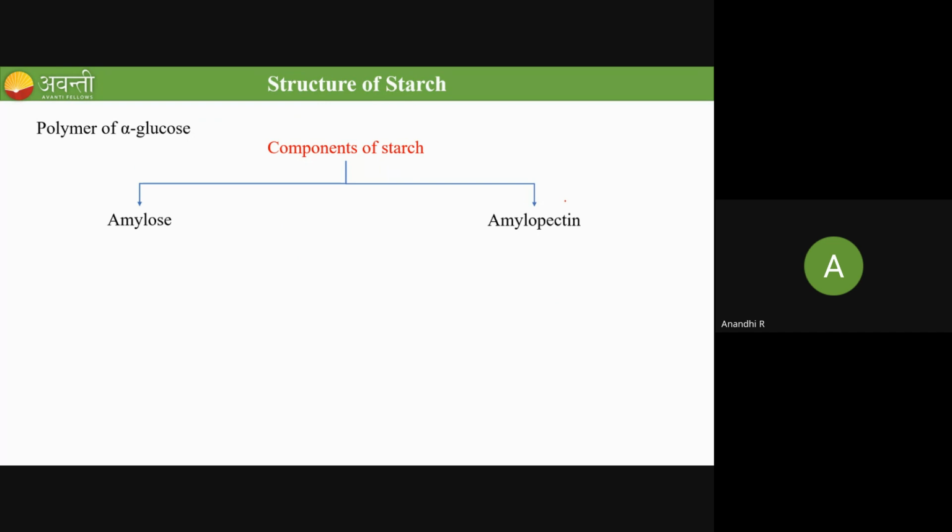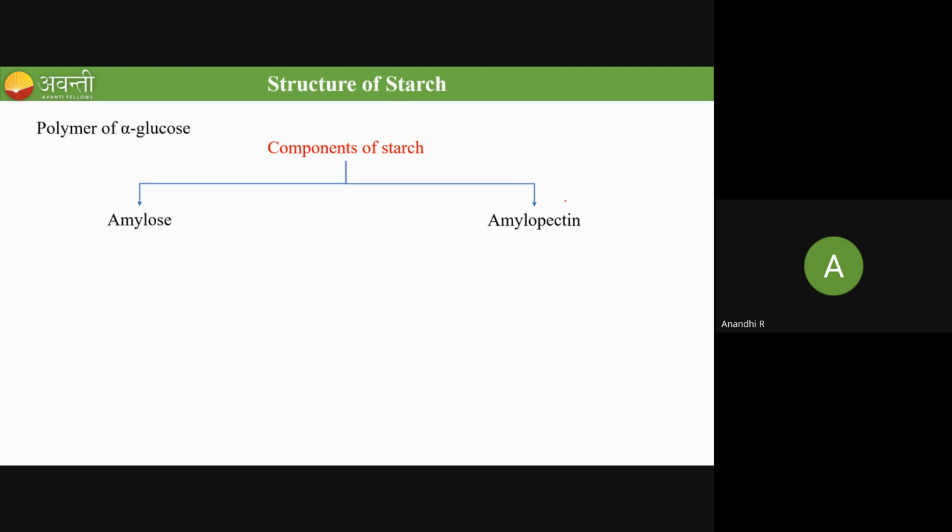Now coming to the structure of starch. It is a polymer of alpha glucose. Starch is a polymer of alpha glucose. So you all know alpha glucose. There are two components of starch. One is amylose, the other one is amylopectin. Now we are going to see a few details about amylose as well as amylopectin.